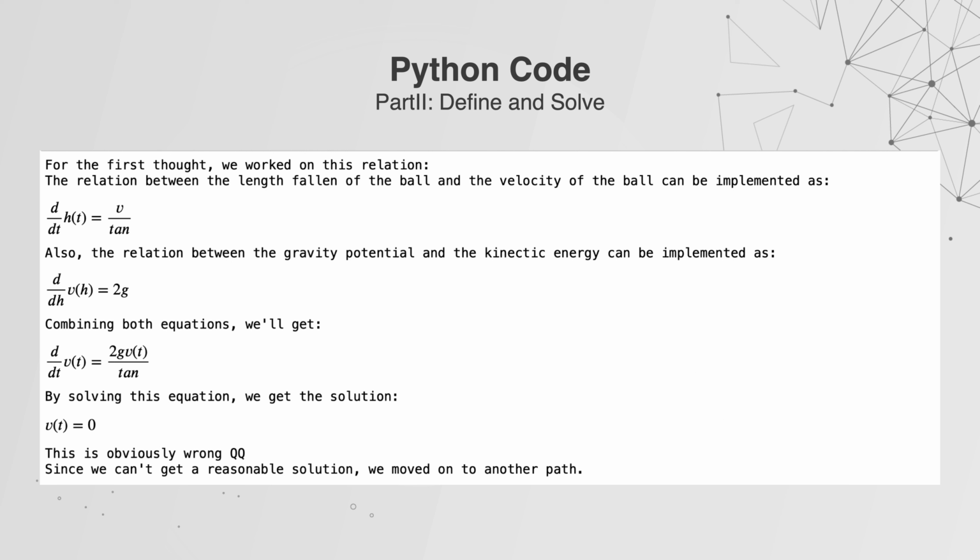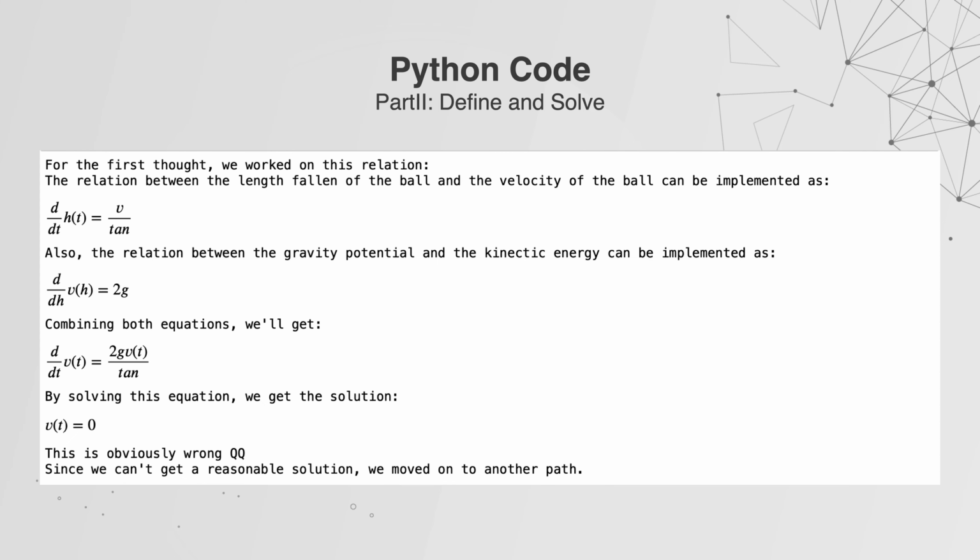So if we combine these two equations, we get the function we need, which is dv over dt equals 2 times g multiplied by v over tangent theta. However, when we solve this equation, what we get is that v equals 0, which is obviously wrong. So we give up this relation and move on to another path.